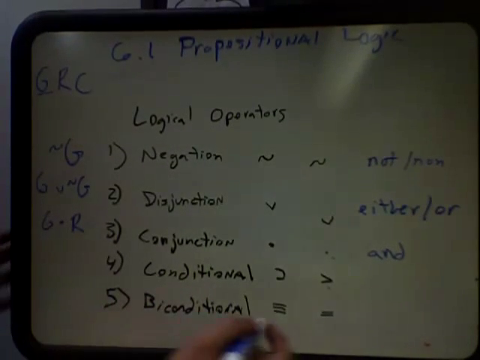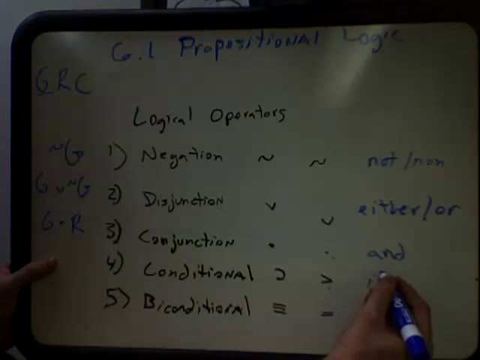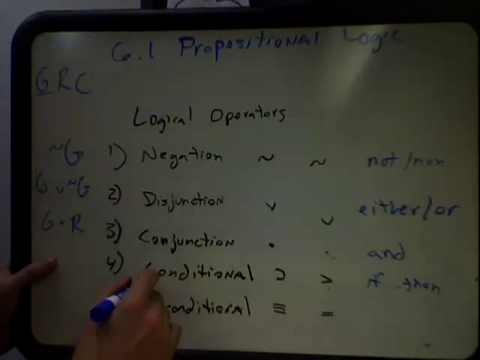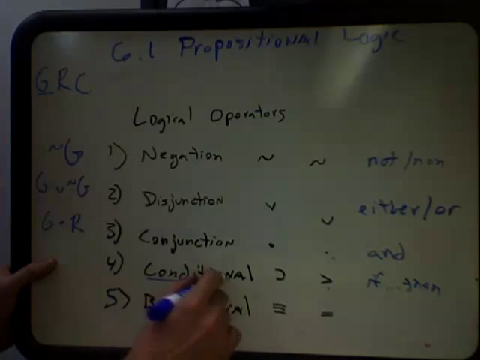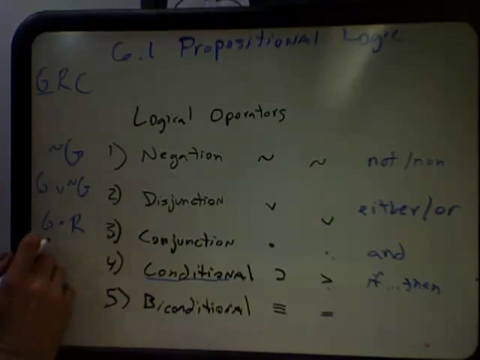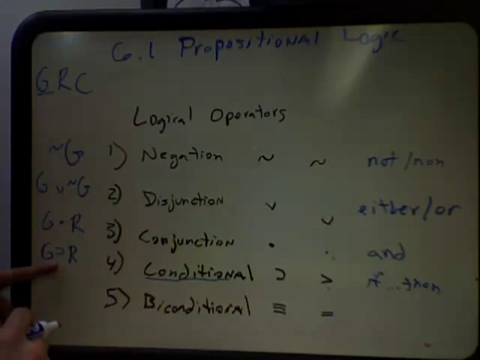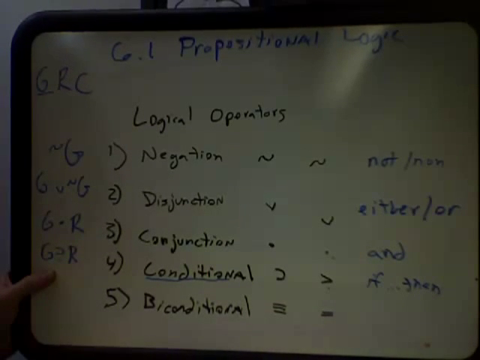Now, the conditional. The conditional basically means if, then. It's based on the idea that you have a certain condition that you have to meet. So it would be symbolized like this: if God exists, then roses are red. Now, obviously, this doesn't really make sense because that's not a condition for roses being red. But what I want you to see is basically how this works.